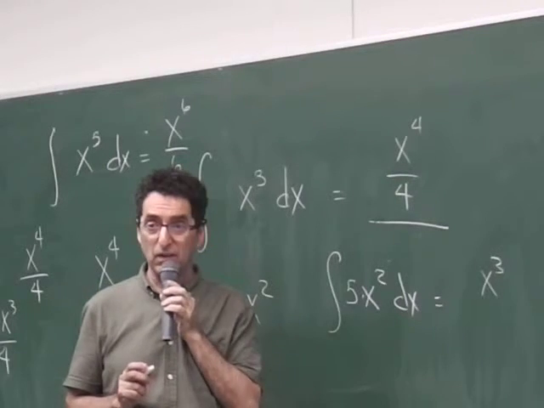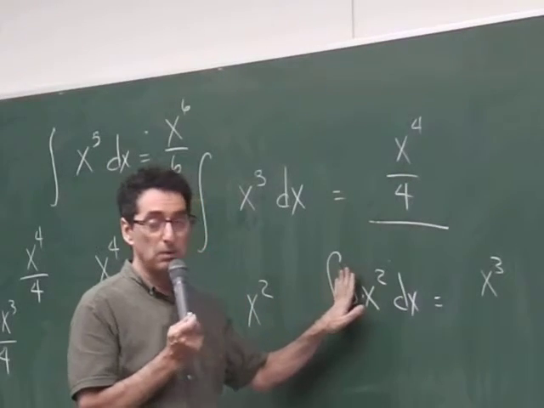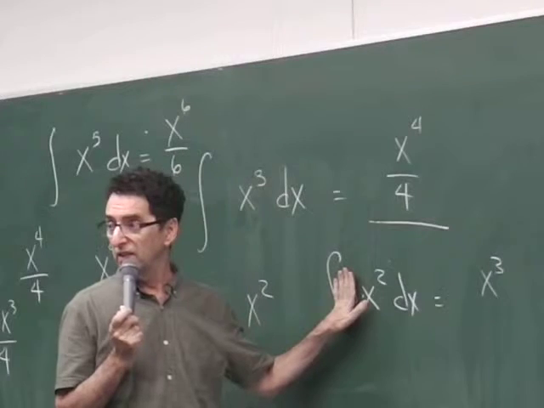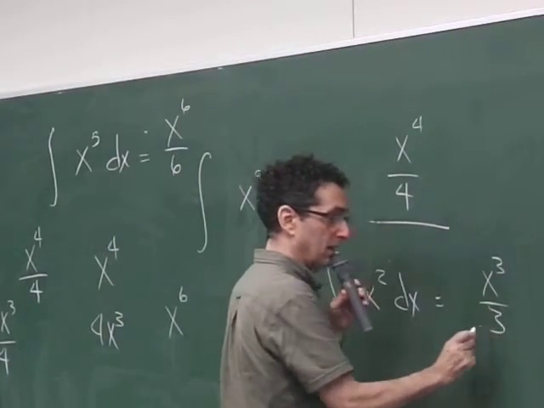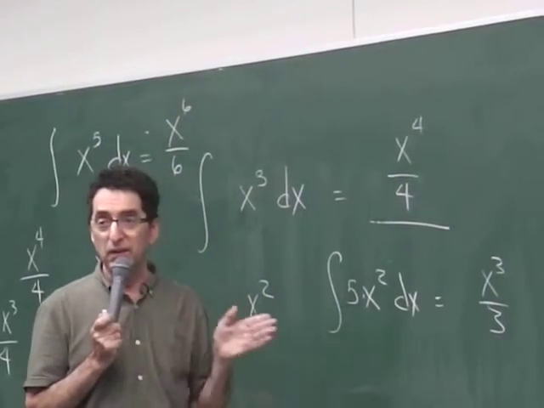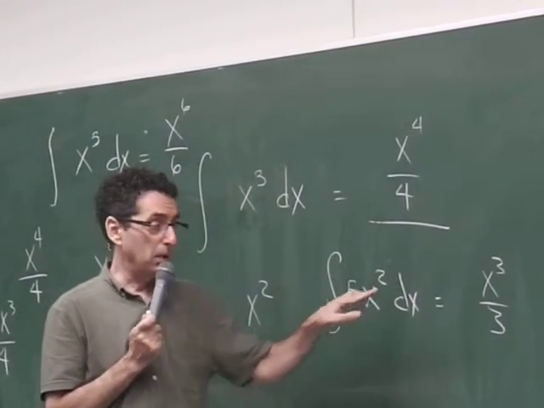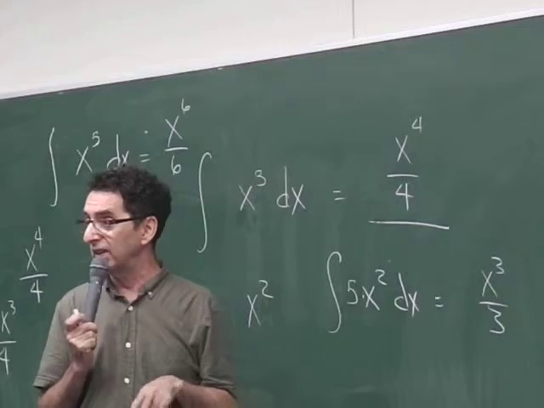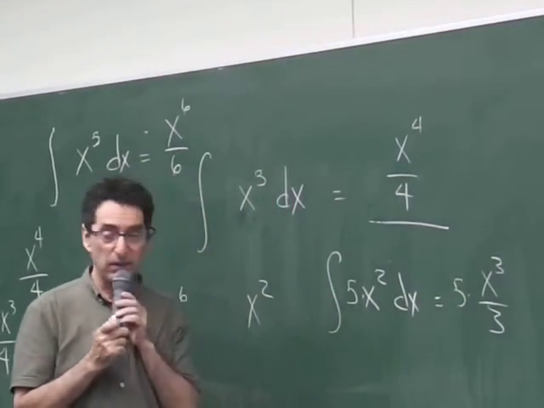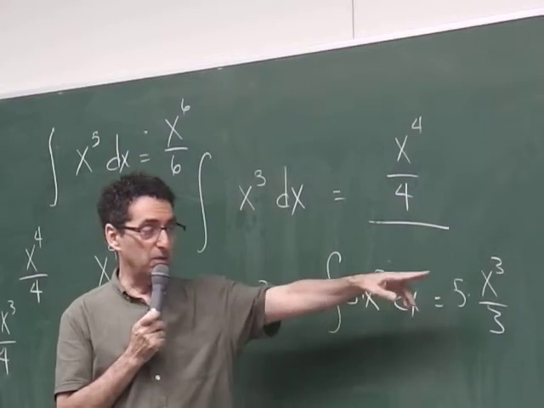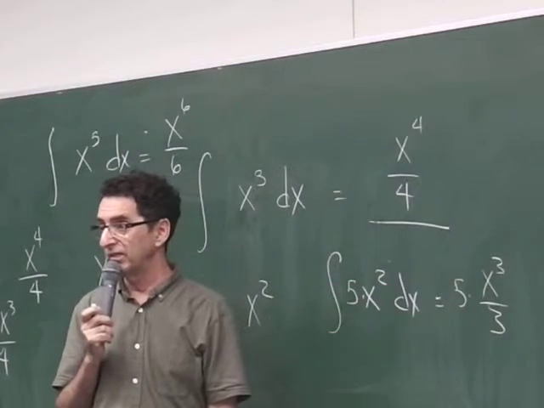What was it, if it was just x squared, what was the answer? If it was just x squared, it was what? This, right? So I'll tell you, then you can just multiply this one by 5, and you'll get the right answer. So let's check that. Just multiply this by 5, and what do you get? So take the derivative of this, what do you get?